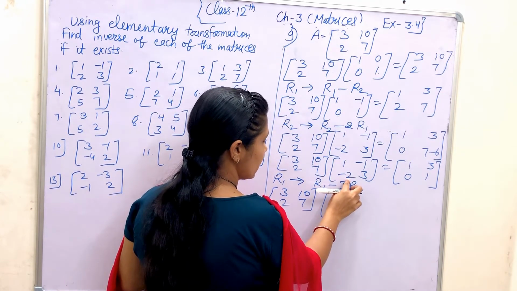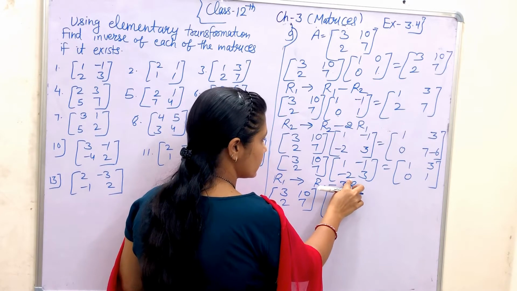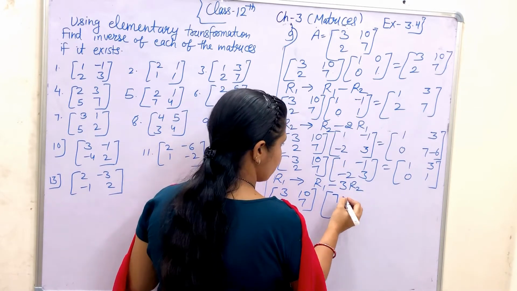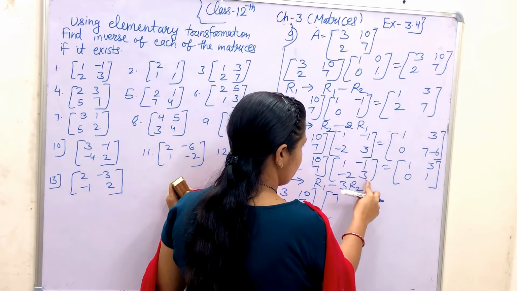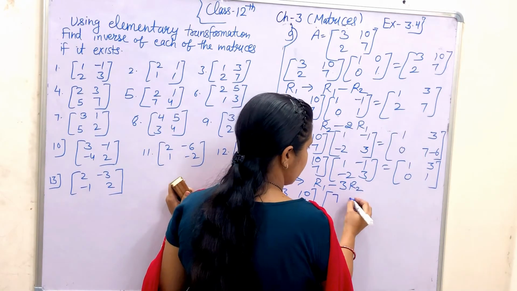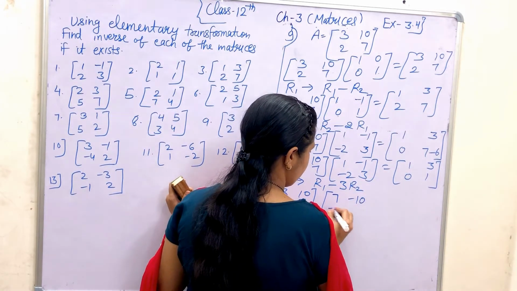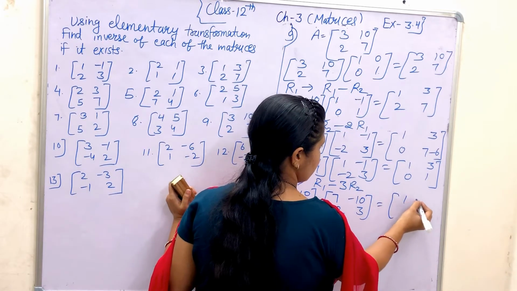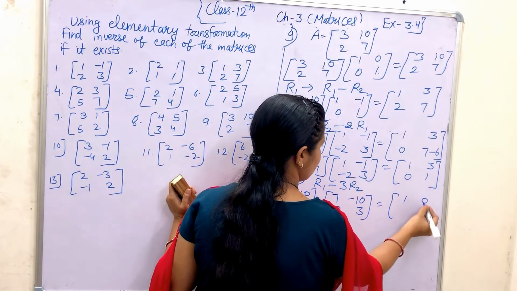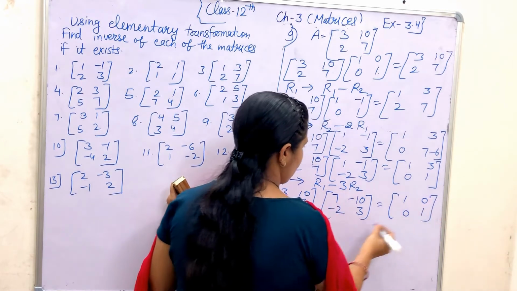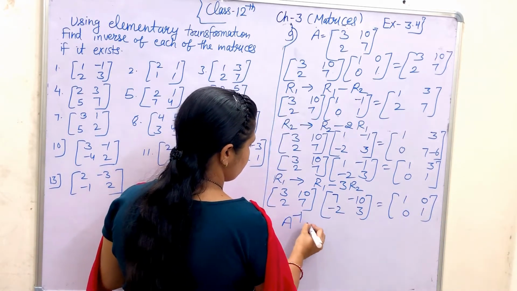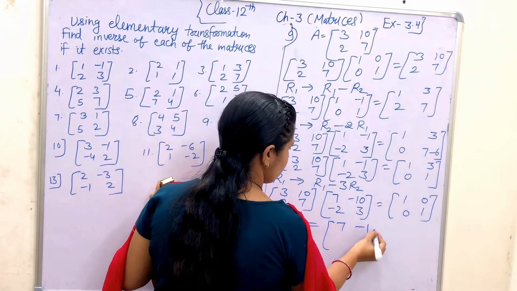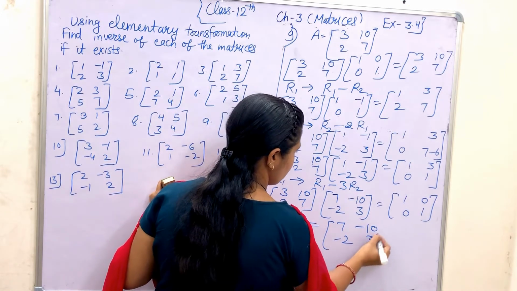R1 minus 3 R2, minus plus 6 means 7. Minus 1 minus 9, that is minus 10. Minus 2, 3. Here we get 1, 3 minus 3, that is 0, 0, 1. So our A inverse is 7, minus 10, minus 2, 3.